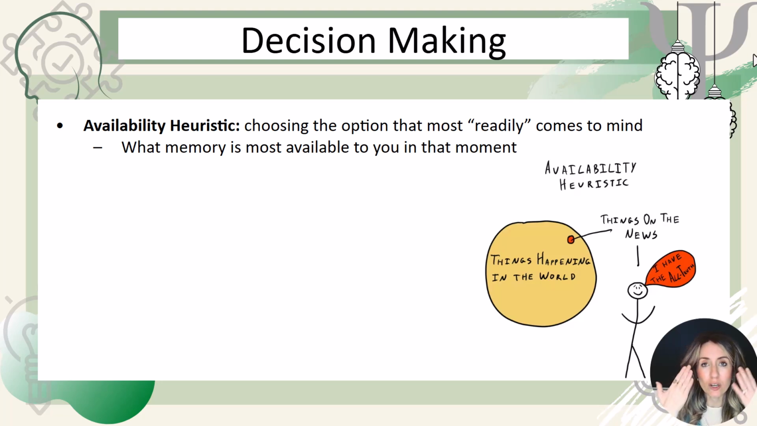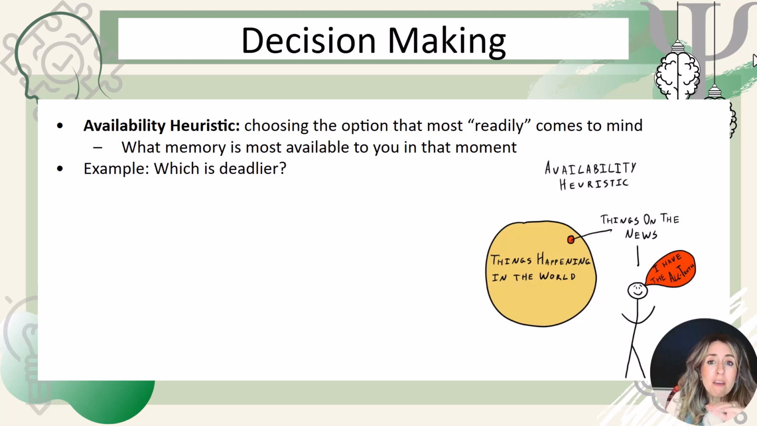Whatever you recently heard or saw, whatever has been a vivid experience in your mind comes to mind, and then you make that choice. So these are kind of silly examples because I know a lot of times people have talked about this in the past, but they are great examples of how we make choices that are flawed. So if I ask you which is deadlier, or what you're more afraid of, or what seems scarier, planes or cars? A lot of times people are more afraid of planes than they are of cars.